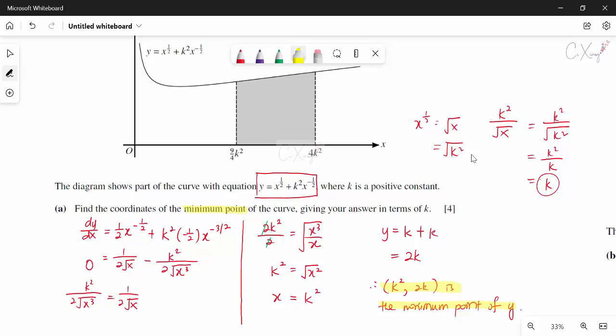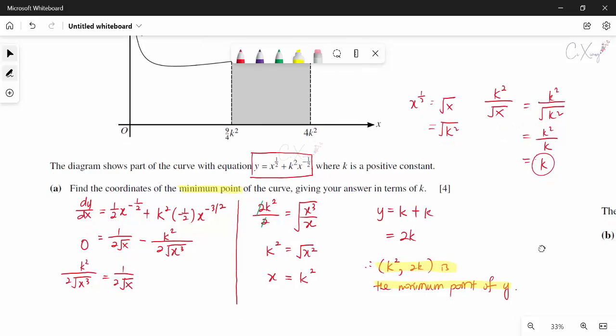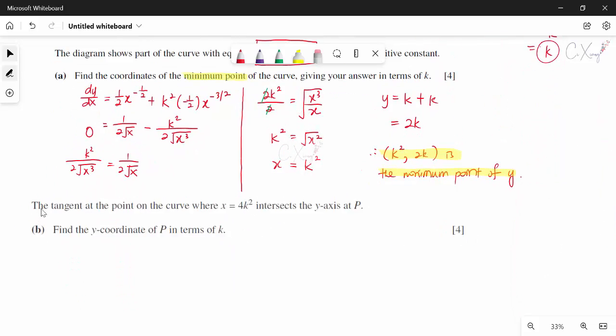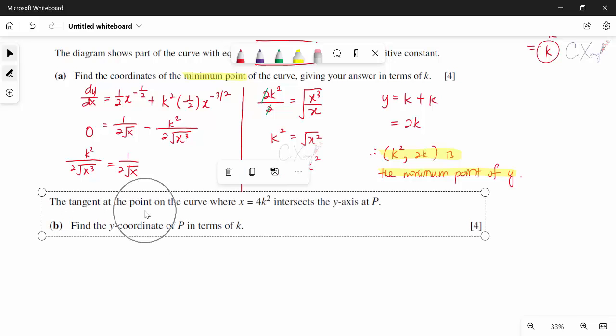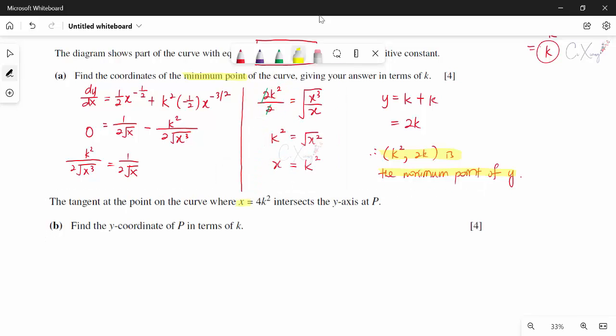All right, so this is how we complete part A, and now we can proceed to part B. For part B, they are saying that the tangent at the point on the curve where x equals 4k squared intersects the y-axis at P. They want us to find the y coordinate of P in terms of k.